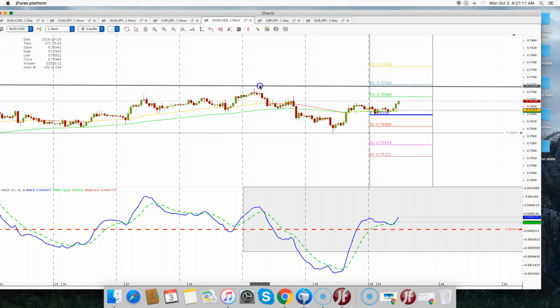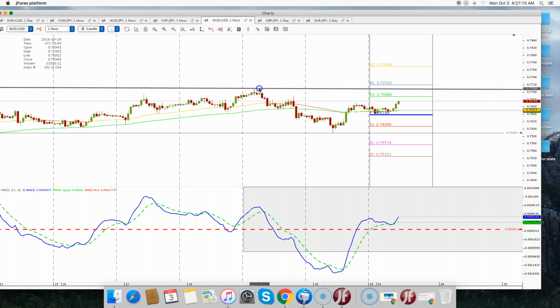But we have to be careful. We do take this trade, but we know that that 77.30 area is a strong resistance level, and market most likely, that's about 25-30 pips away, will challenge that area of resistance.